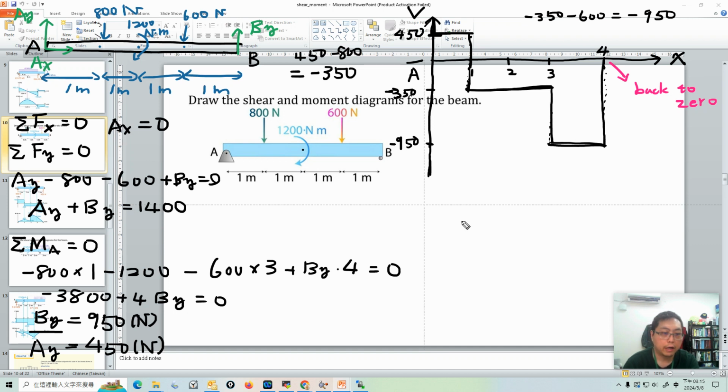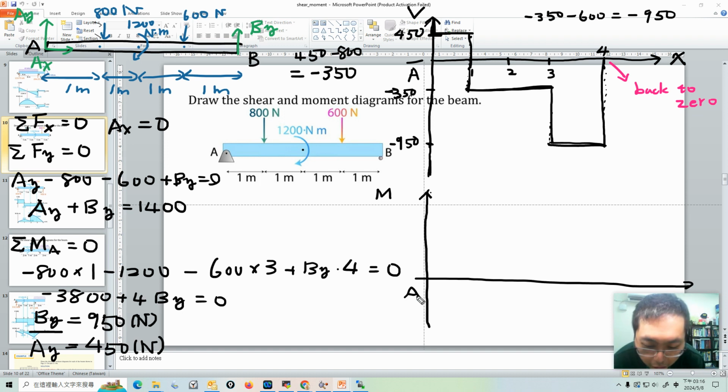Then we will have another one, called the moment diagram. Let's draw another. Let's start with the moment diagram. We still start from point A first.